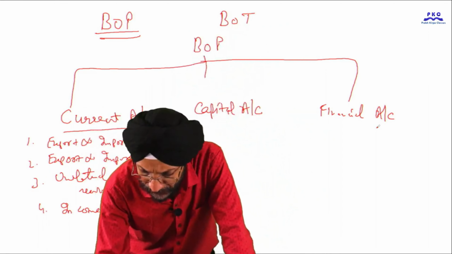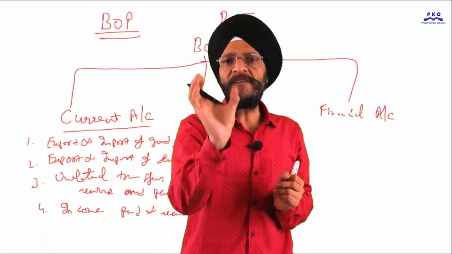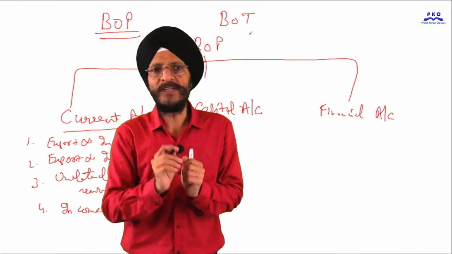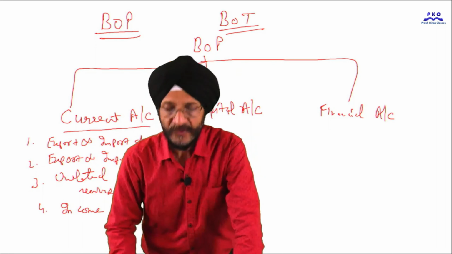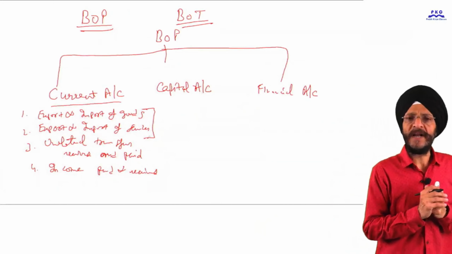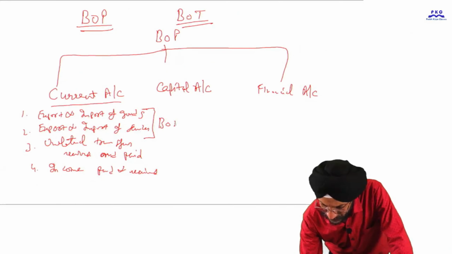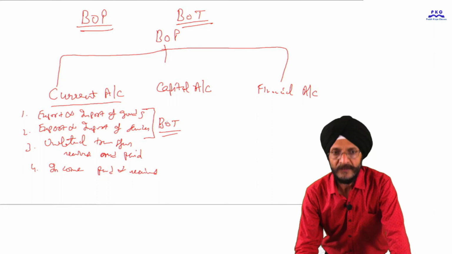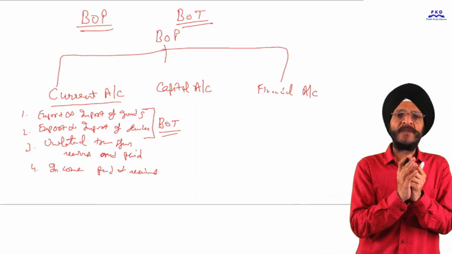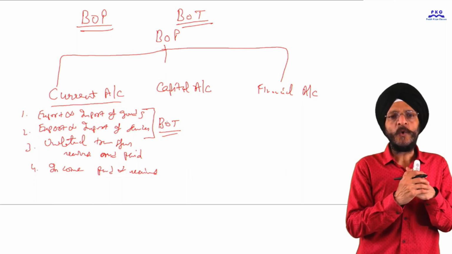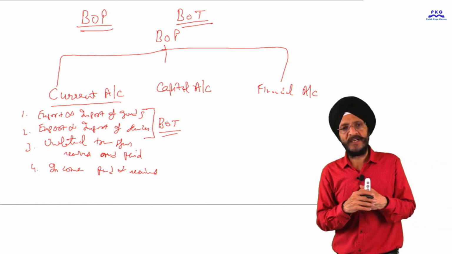Now we concentrate on BOT. Here we have had an overview of balance of payment. So when we are talking about balance of trade, these two items, export and import of goods and services, pertain to balance of trade. Balance of trade means the difference between the value of exports of goods and services and imports of goods and services.